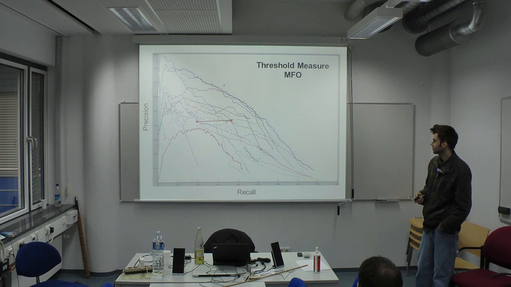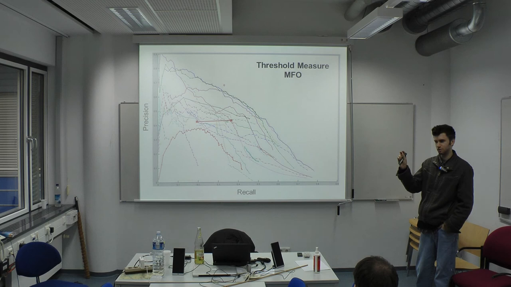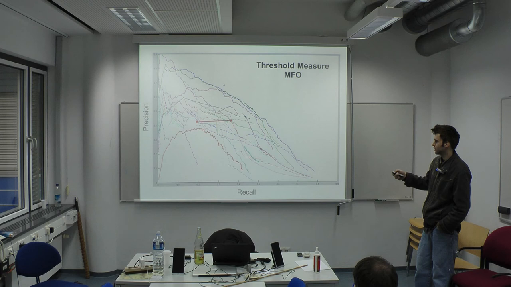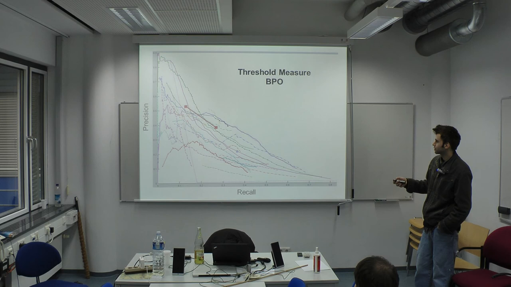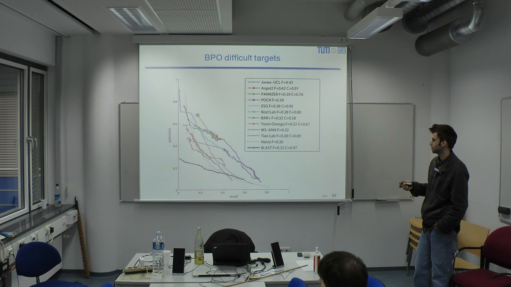Yeah, so as our only model, we chose the one from group A, which only calculated the two scores. It performed average in MFO, but quite good in the BPO ontology. For CCO, there was no experiment, by the way, because there were some problems with the methods, and it was commonly assumed that very different methods would be necessary for CCO predictions. So this was basically left out in the first CAFA experiment, at least.